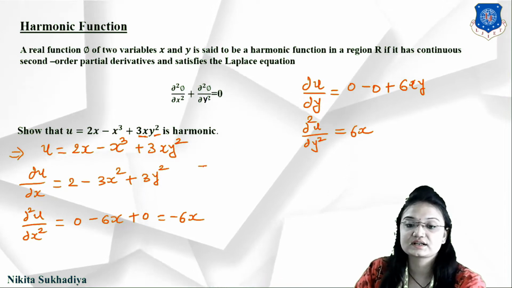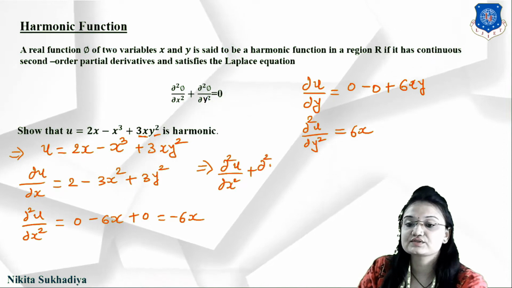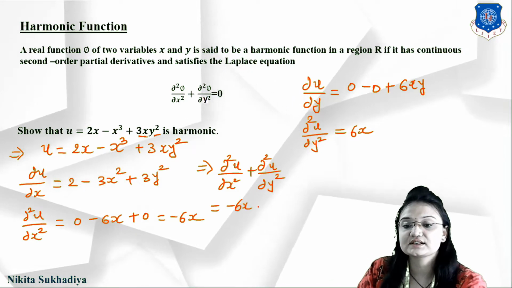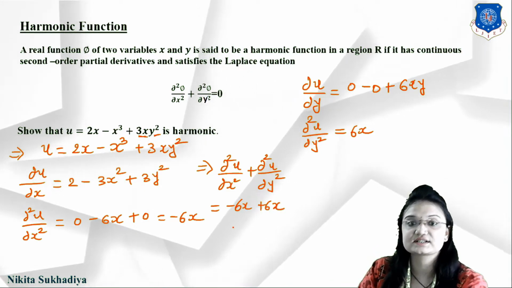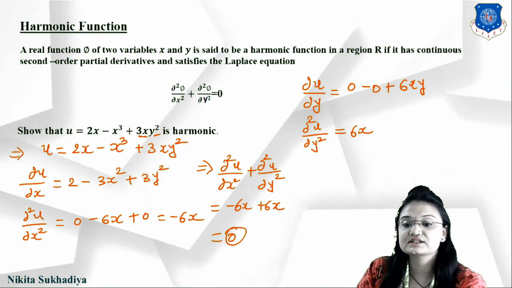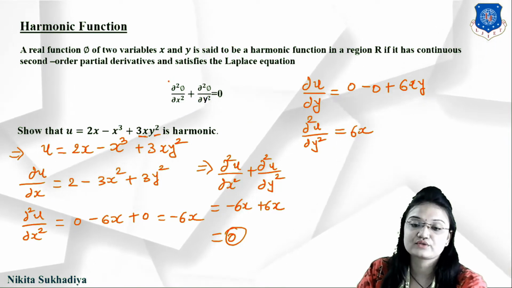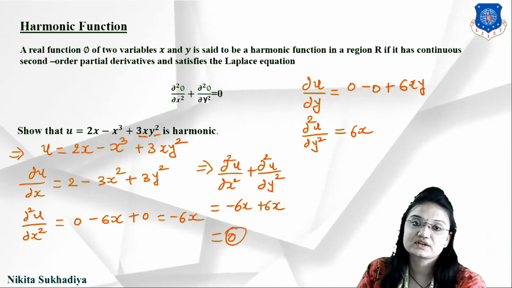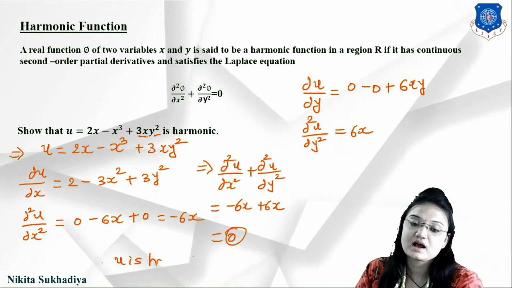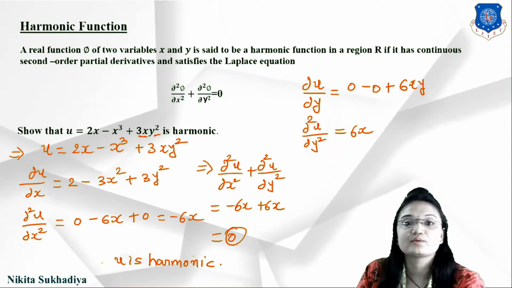So you can clearly see that here we have del square u by del x square plus del square u by del y square. Del square u by del x square is minus 6x, del square u by del y square is plus 6x. So the answer is 0. So we can say that del square u by del x square plus del square u by del y square is 0. According to the definition of harmonic function, we can say that u is harmonic. Okay, so this is the concept of harmonic function.